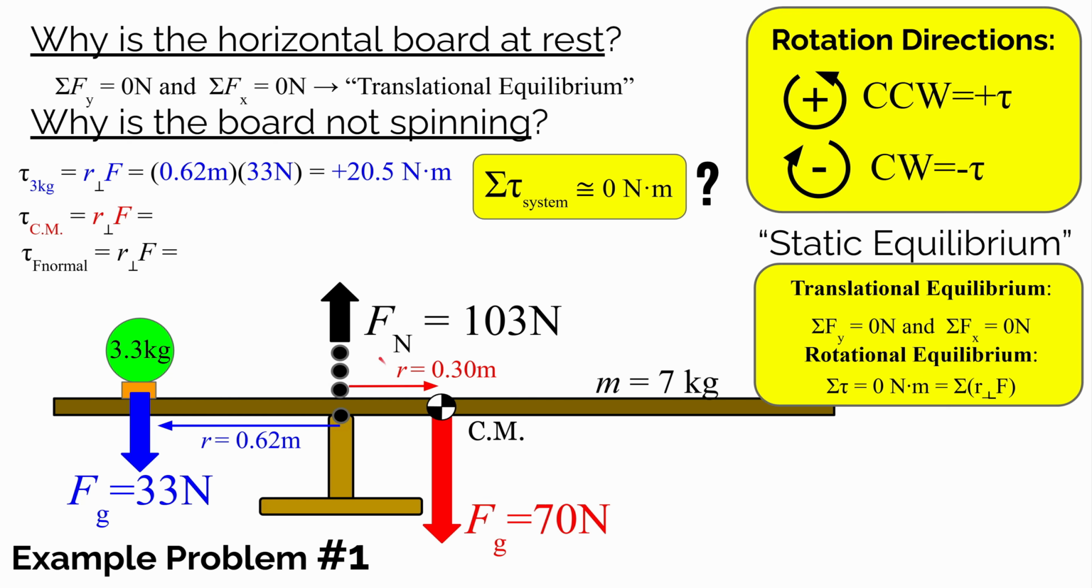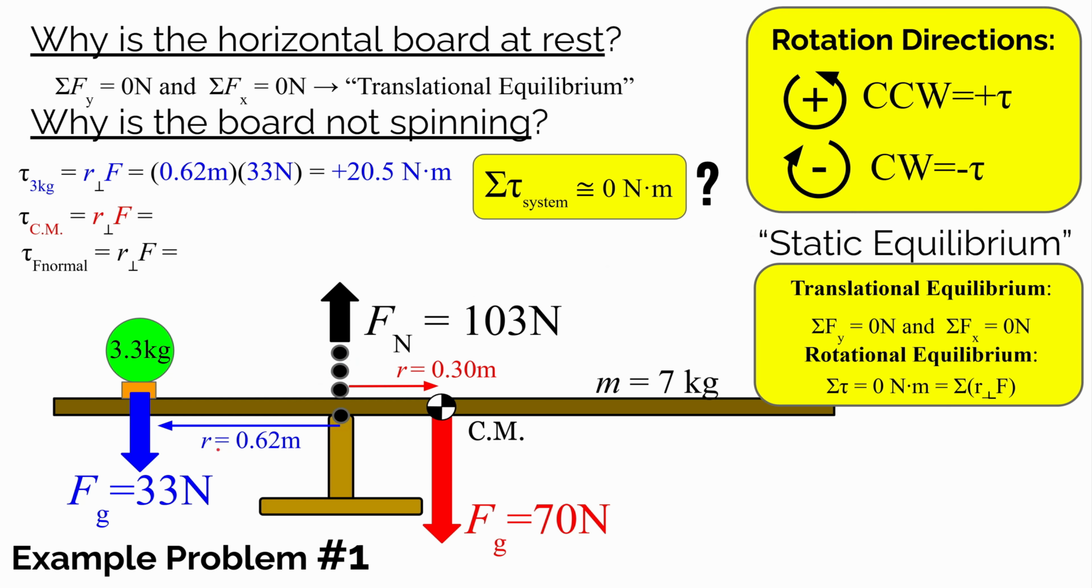And this force is trying to make the board rotate in the counterclockwise direction. There's only two spinning directions. It's either counterclockwise or clockwise. And just by convention, these are the signs for the rotation directions. If an object is going to be rotating in the counterclockwise direction, we call that a positive rotational direction. So in this case, this would be a positive torque. And if there's a force trying to make an object rotate in the clockwise direction, we call that the negative rotational direction. We'd say it's exerting a negative torque.